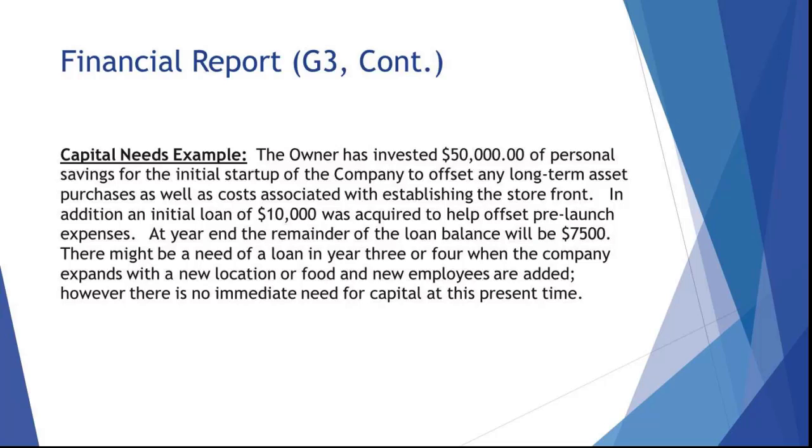We can see on this slide an example for the Sweet Treats Bakery, where the company had $50,000 of personal savings invested into the business, along with a $10,000 loan, which was paid down to $7,500 at the end of the year. So we would expect to see on the balance sheet a $50,000 investment in the equity section and a $7,500 loan balance in the liability section.